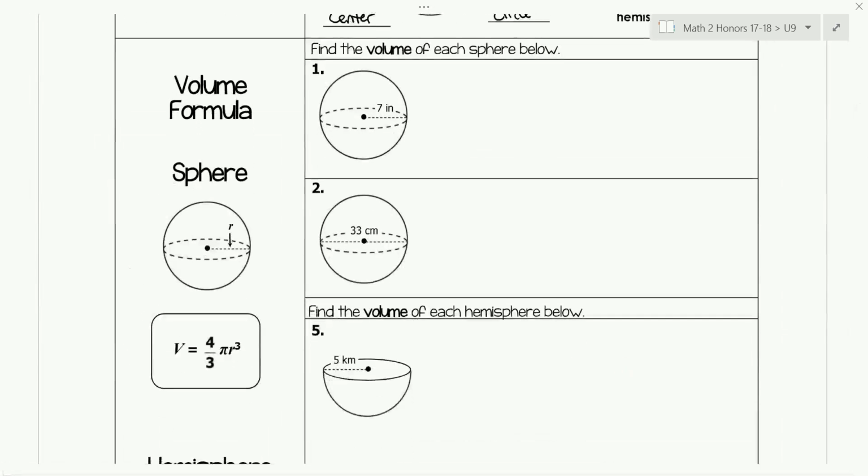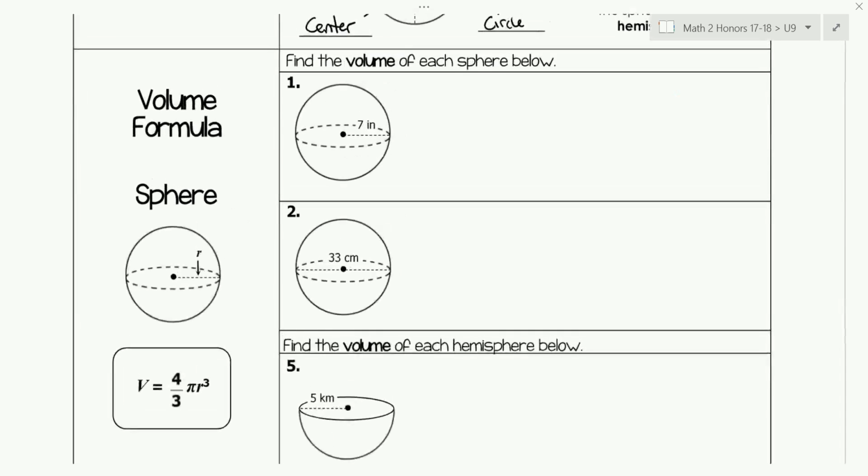Our formula for a sphere is 4/3 pi r cubed. I'm not going to derive this one for you, but when you guys get to calculus, this is one of the things that you can derive using some integrals and those kinds of things. But we're going to work with that formula. It's one you want to know and memorize, and it's probably the one you're least familiar with. It's got a fraction in it, 4/3 pi r cubed, and start putting that to memory.